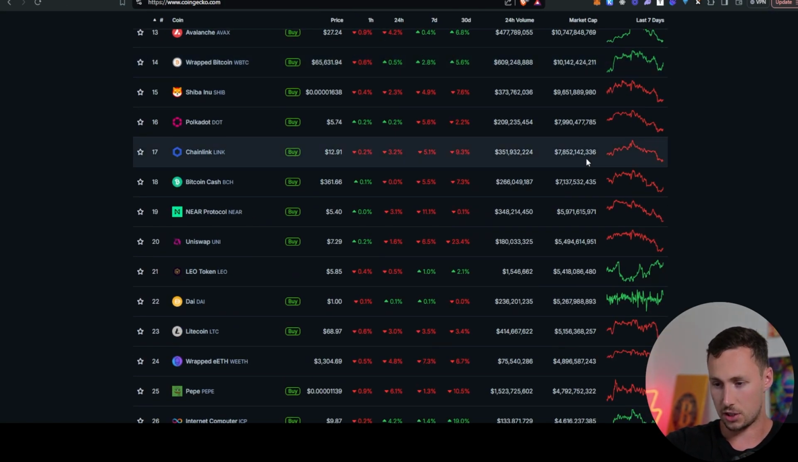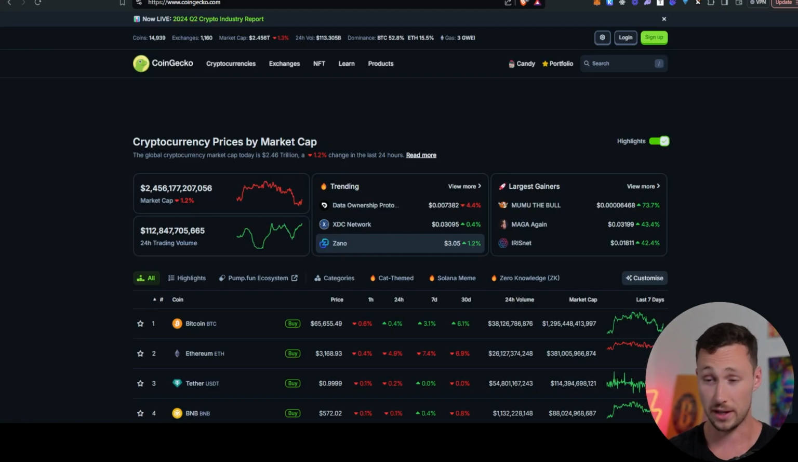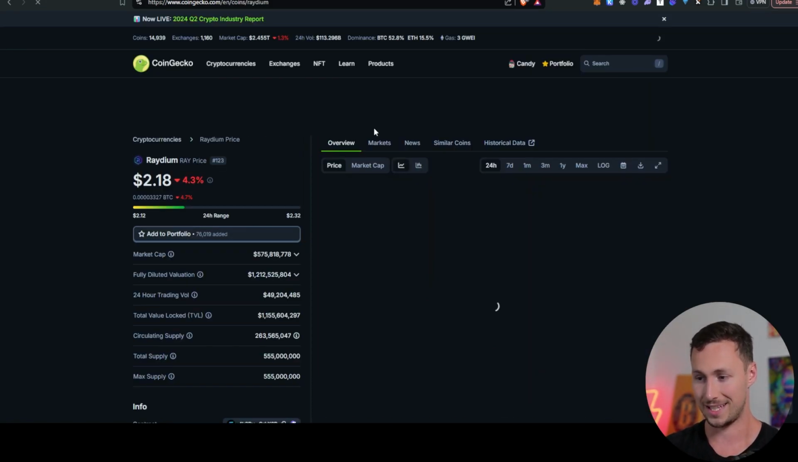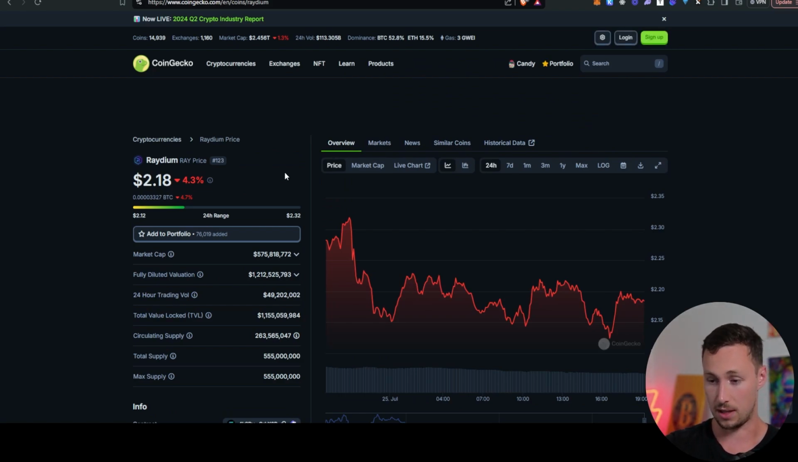And then also let's choose a protocol. And one that I really want to look at is going to be called Raydium. Raydium is the leading decentralized exchange on the Solana network.